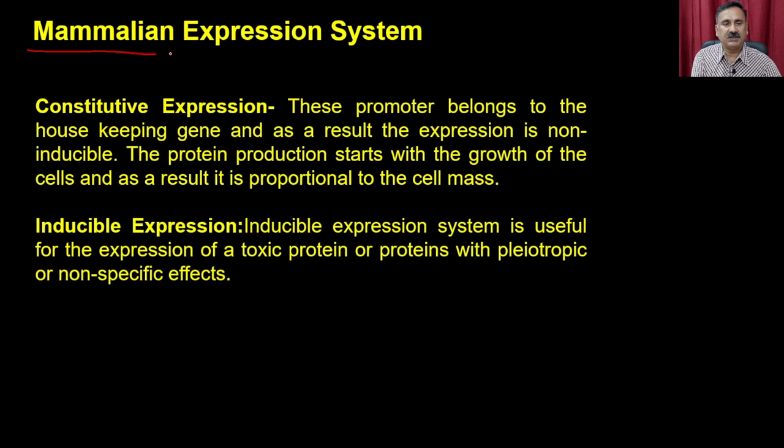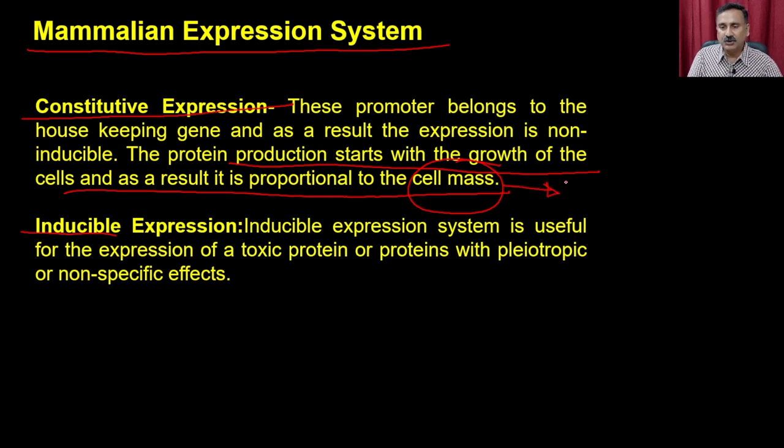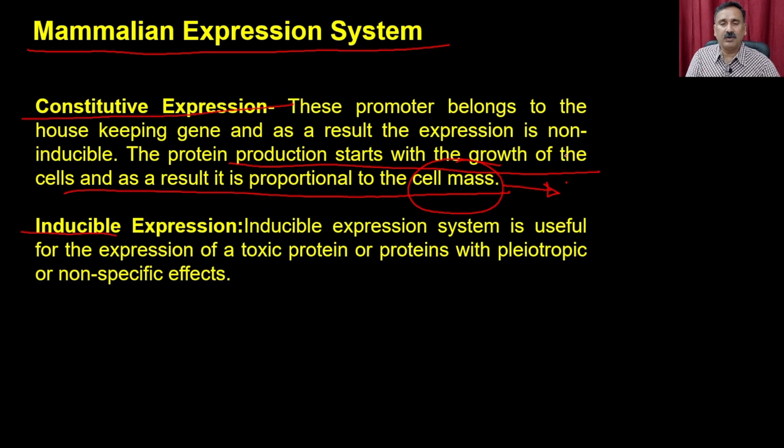As far as the expression is concerned, within the mammalian expression system, you have two options. You can use the constitutive expression or you can use the inducible expression. Constitutive expression is where you are going to use the housekeeping genes, and the protein production is going to be proportional to the cell mass. So the higher the cell mass, the more proteins you will have. But the amount of your protein will be related to the cell growth. So recovery of the protein is going to be a very difficult task when you rely on the constitutive expression.